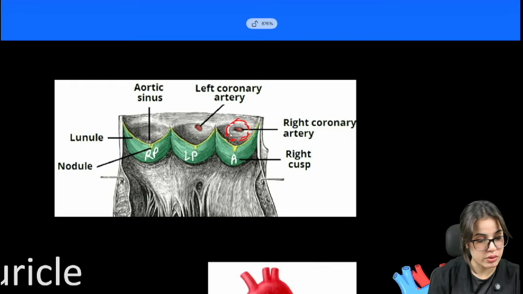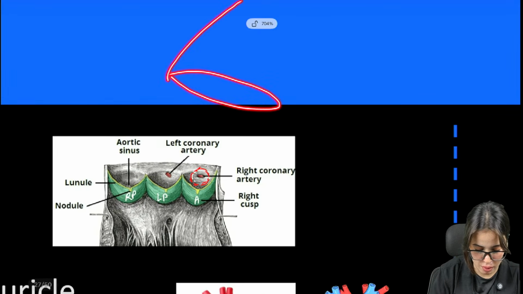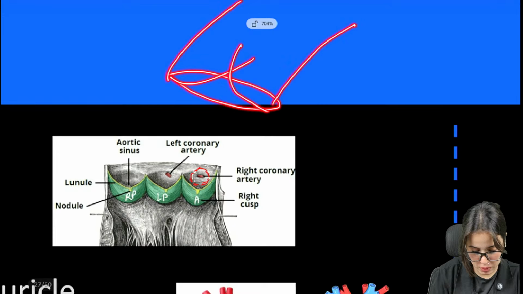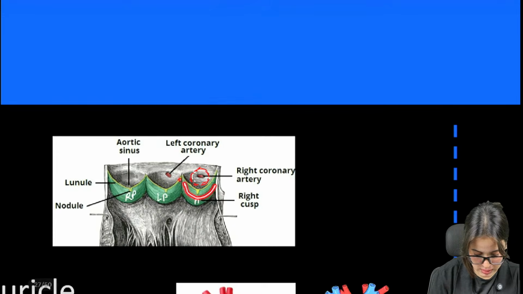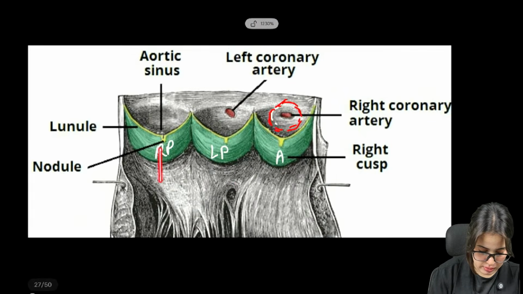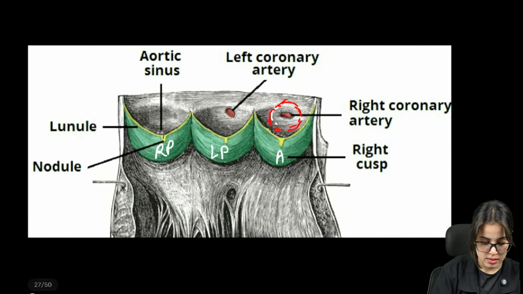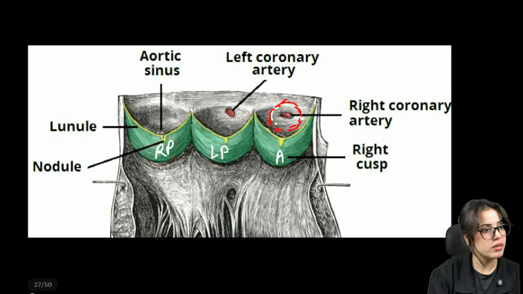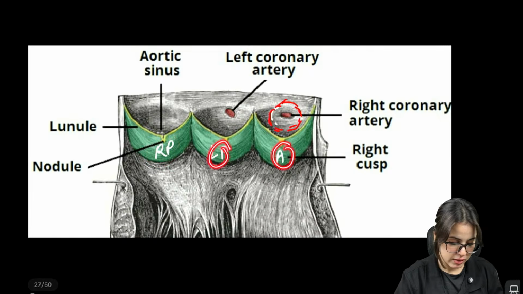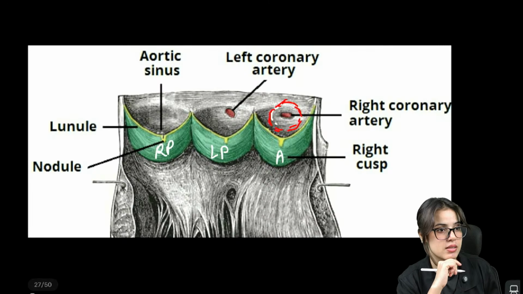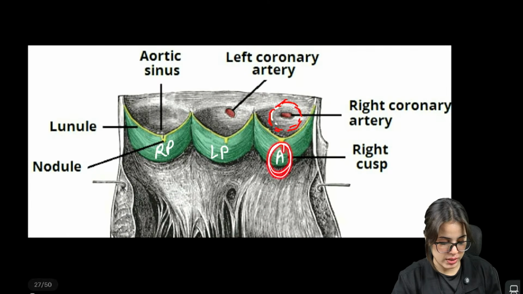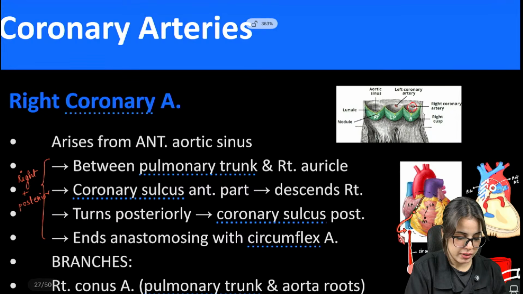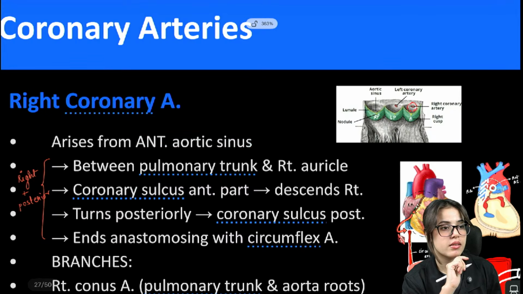Here, this is the aortic coronary sinus. It's actually situated here at the valve of the aortic valve. It's right here, like these are the cusps of the valve. There are three types of sinuses: the right posterior, left posterior, and anterior. The right coronary artery starts from the anterior aortic sinus.